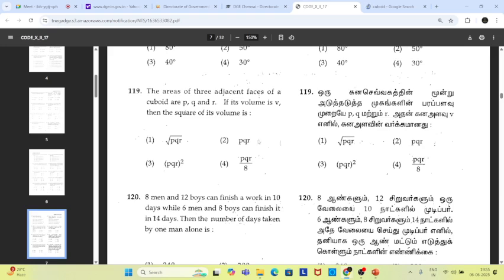So the 3 adjacent faces of a cuboid are P, Q, and R. Suppose in a normal cuboid, we keep the dimensions as L, B, and H, isn't it? Length, breadth, and height. What is the area of one side? L into B. Yes or no?